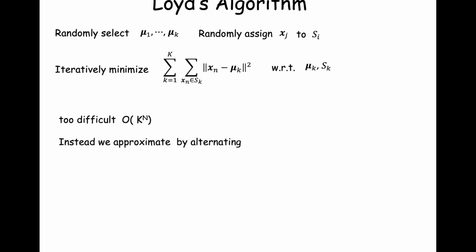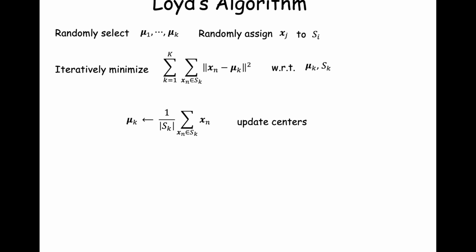So instead, we approximate by doing what's called alternation. We fix one quantity, the assignment, and then we update the mean. And then we reassign based on those, and then we update the mean. And so what we're going to do is update the centers.